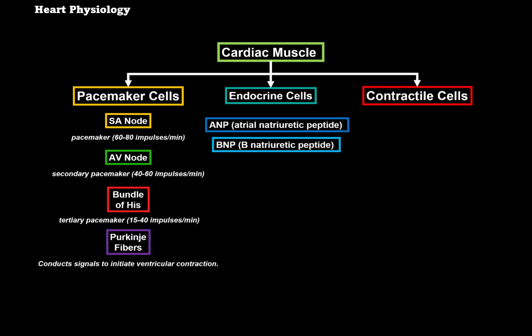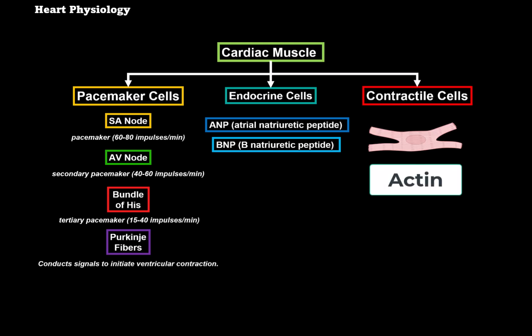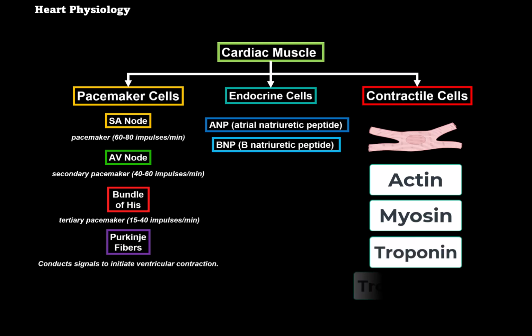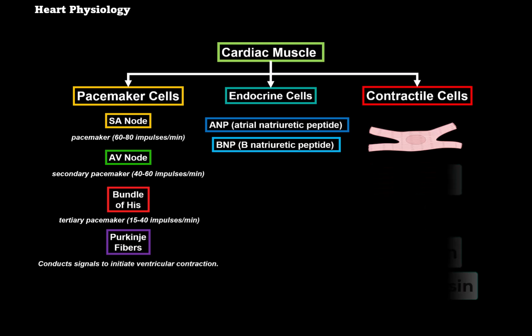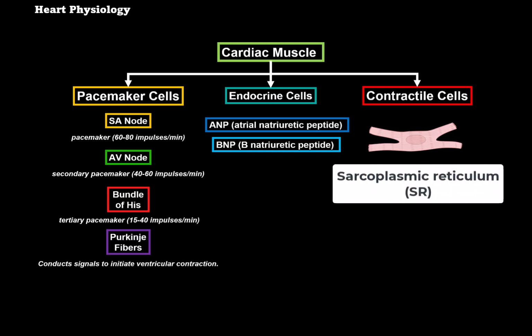The third type of cardiomyocytes are the contractile cells. So these are the ones that consist of the actual contractile proteins. So they consist of the actin and myosin and troponin and tropomyosin. They're also special because they contain something called sarcoplasmic reticulum. I will show you in a second.